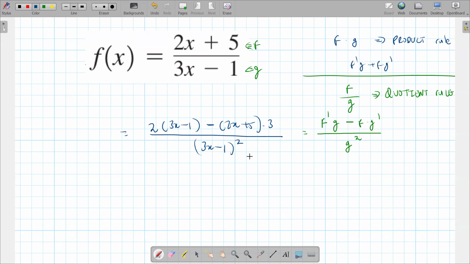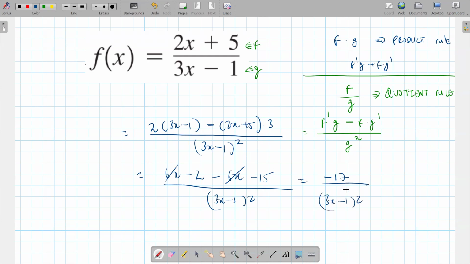Final answer. Not technically the final answer. I guess you could open these up. 6x minus 2 minus 6x minus 15, all over 3x minus 1 squared. I just open the brackets. 6x and 6x gone. So the final answer is negative 17 over 3x minus 1 squared. So there you go. Most of the time, this will be good enough, because usually you'll have a squared or a cubed here, and opening those brackets is pointless. But here we could simplify it with extra steps. That's the quotient rule. It's very similar to the product rule except with a minus, and you want to divide by the denominator squared.